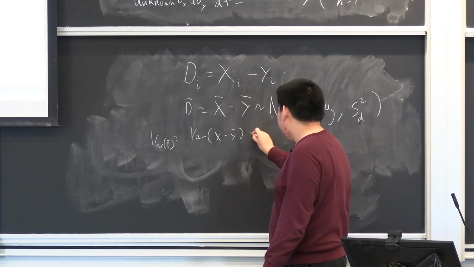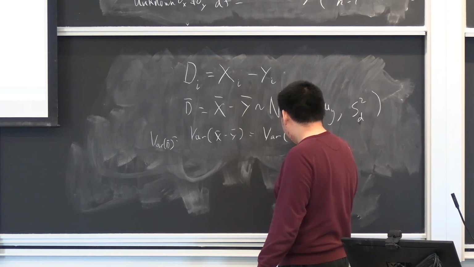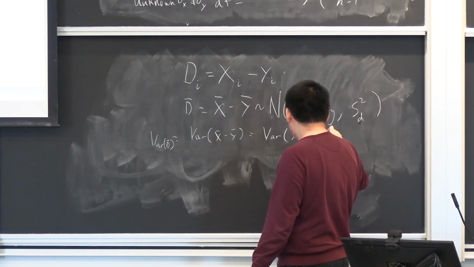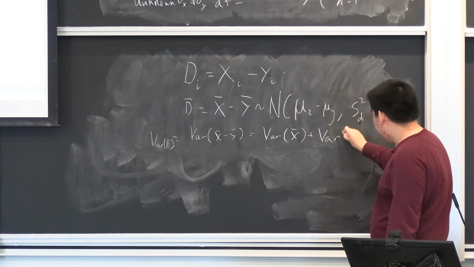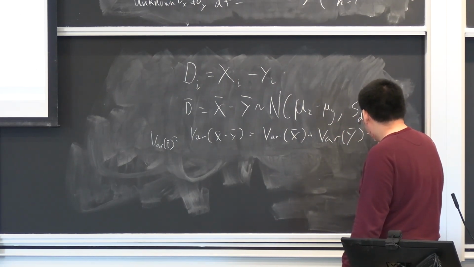Well, it equals the variance of x bar plus the variance of y bar. This is stuff we've all looked at. And then now we have to add 2 times their covariance.